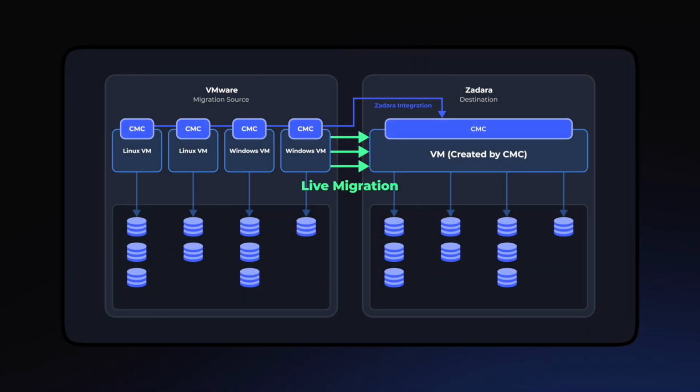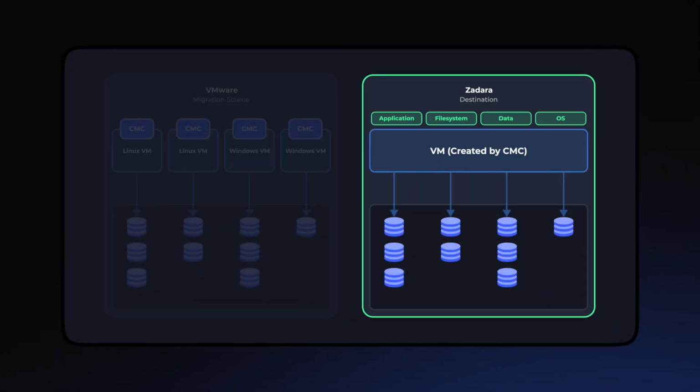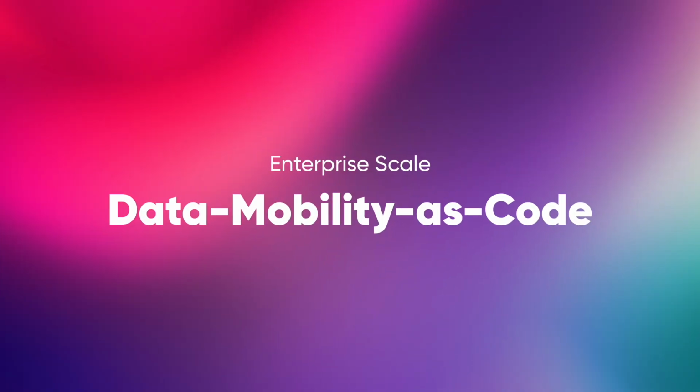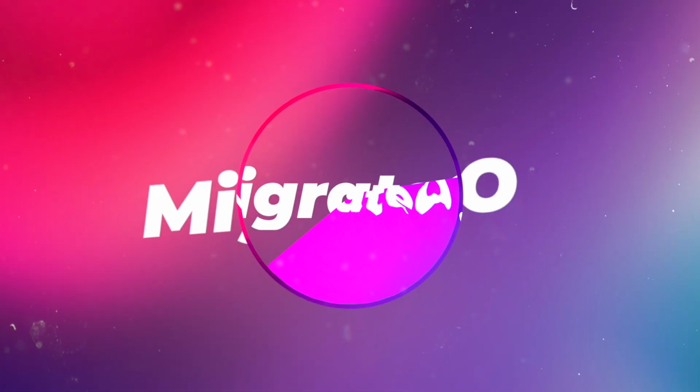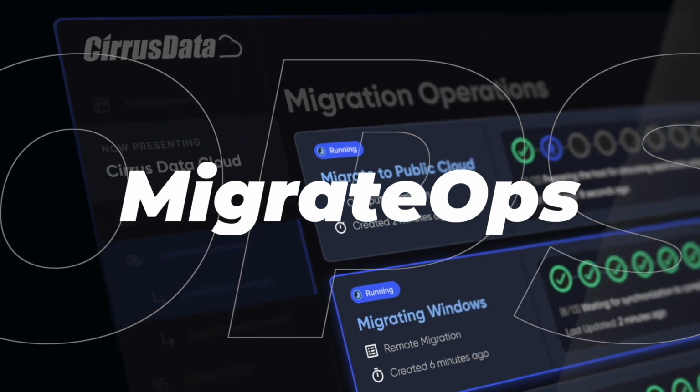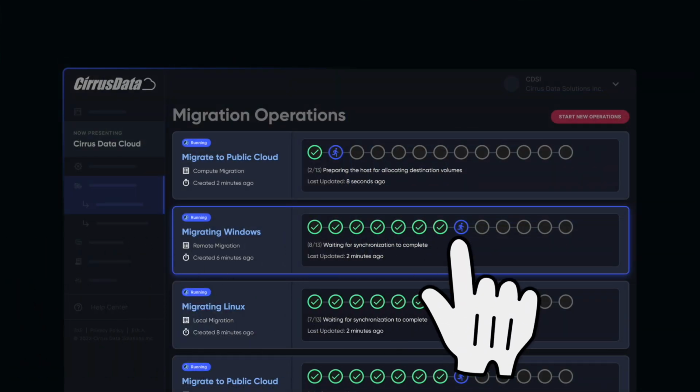When you are ready to cut over, since CMC has already kept your data synchronized on the new environment, all we need is to shut down the source and power up the instance in Zadara. And with Cirrus Data's purpose-built data mobility as code automation platform, MigrateOps, you can now set up your operation and complete all these tasks with just one click.